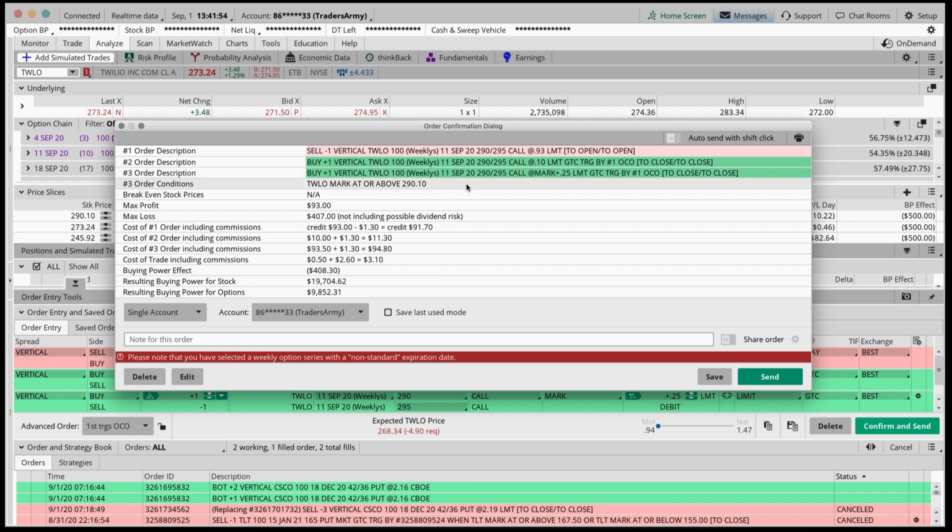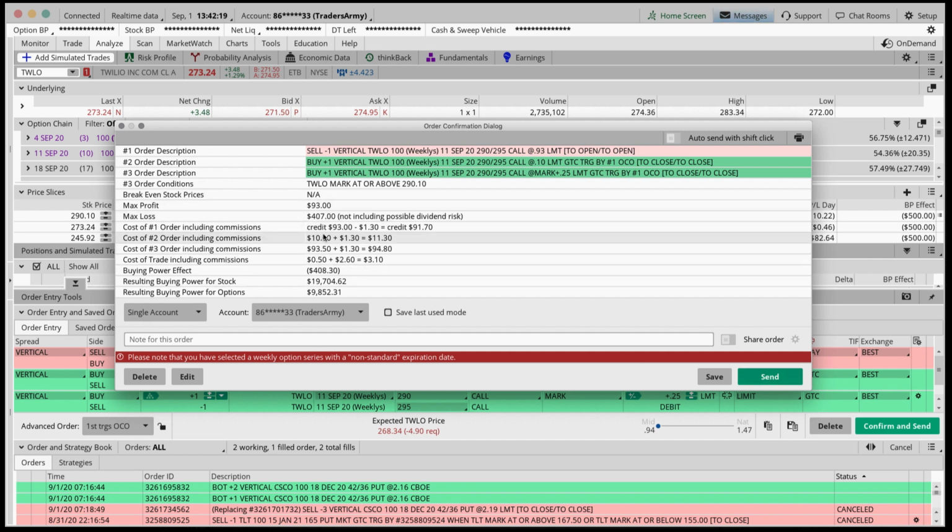But if this one fills, this means we're going to get out also. So we're going to buy back this spread for 25 cents above the mid price, which is what MARK stands for, but only if Twilio is at or above 290.10. So if the market goes above 290.10, it's going to trigger the buy order to close the position for a bit of a loss. Once the position is filled and it cancels the other exit order, the trade is done and everything is over. So I can go ahead and send that.